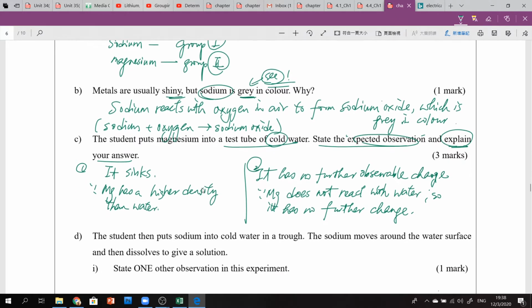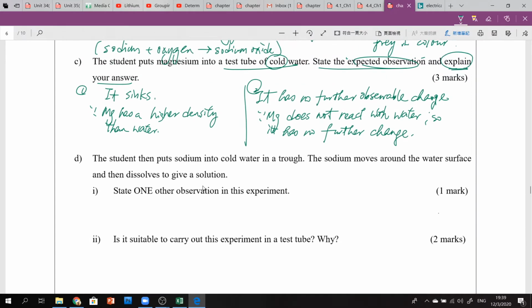Okay, so you may see that. Remember, you are going to give the observation, and second give me the explanation, which should be matched with each other. For example, it sinks because of the density. You are going to use this. It does not react with water, so you are going to explain why it has no further observable change.